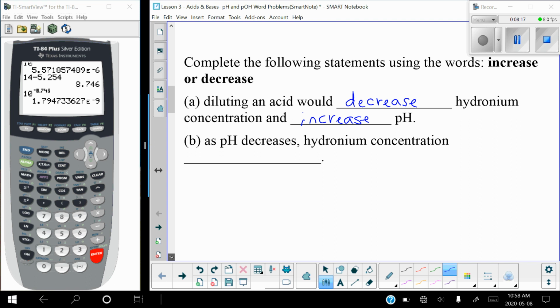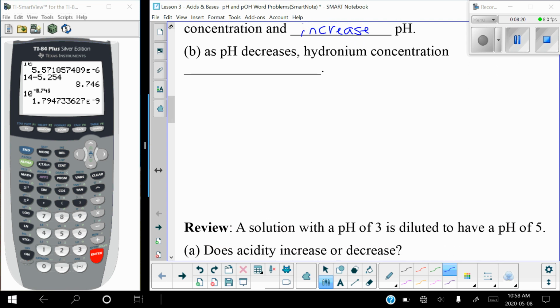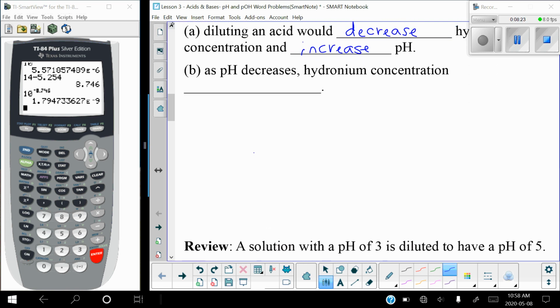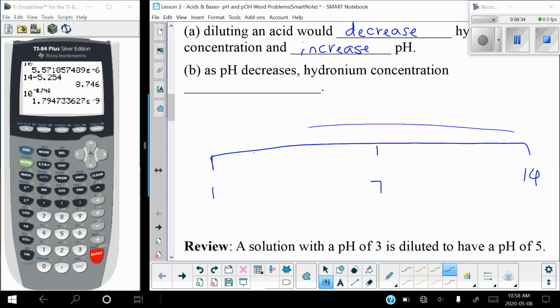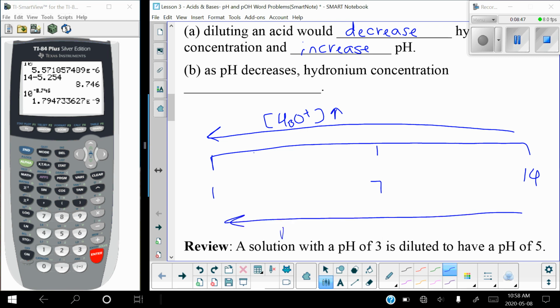the pH. Let's draw a little bit of a diagram to kind of visualize what I'm saying here. Here's our pH scale, 1, 14, 7. So our hydronium concentration increases this way. This way, our pH decreases. Okay, let's do red to represent the other direction.